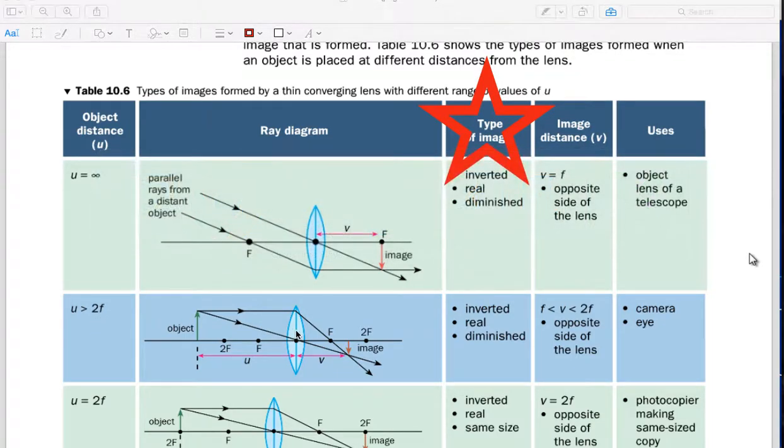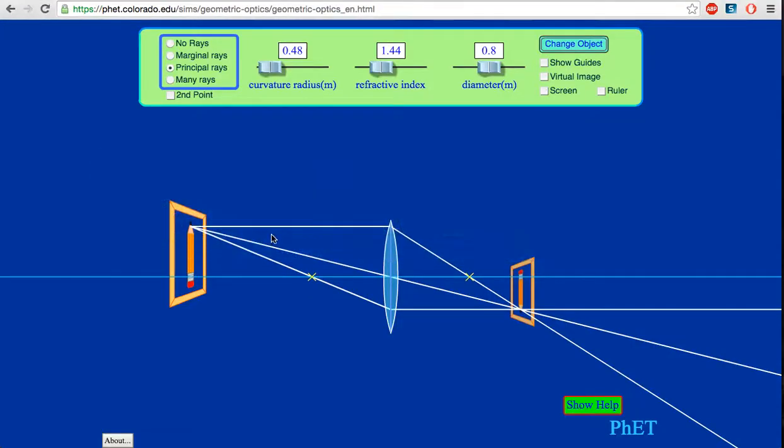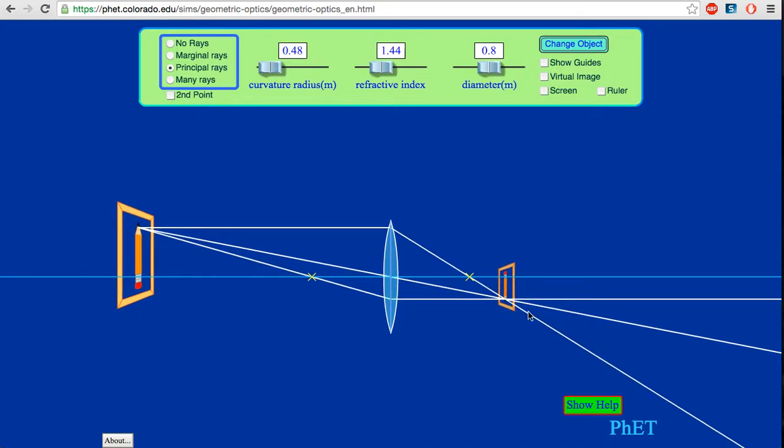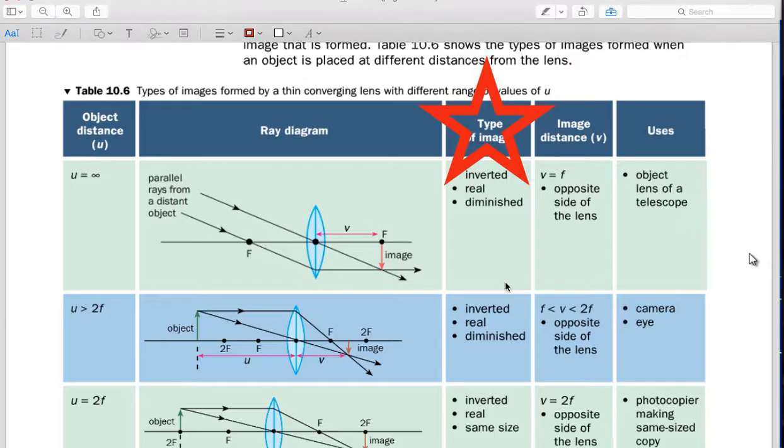Anything that's bigger than 2f, you notice, this is f, 2f is somewhere here, so bigger than 2f, you notice my image is still inverted and it will be smaller, right? So that's why inverted, diminished or smaller, and real. Real simply means it's on the opposite side of the lens and it can be captured on a screen.